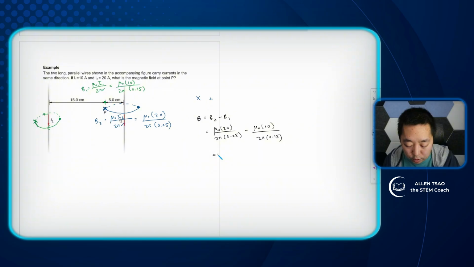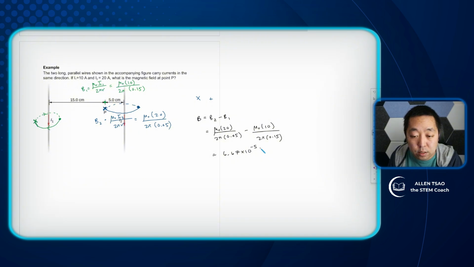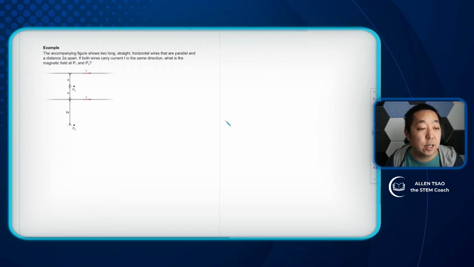Just doing the calculations here, we get 6.67 times 10 to the negative 5 Tesla. I just plugged it into the calculator. Again, for mu naught, I'm using 4 pi times 10 to the negative 7. Okay, let's look at another example.